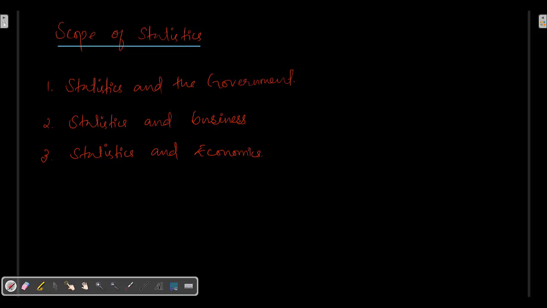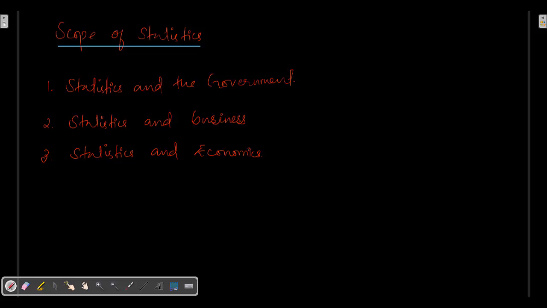Lastly, it is statistics and economics. Now, in the field of economics, it is almost impossible to think of a number or of a problem which does not require an extensive use of statistical data. So it's indispensable. Statistics is indispensable in economic analysis. You cannot exclude statistics in economics. It is inevitable. You cannot take it out.